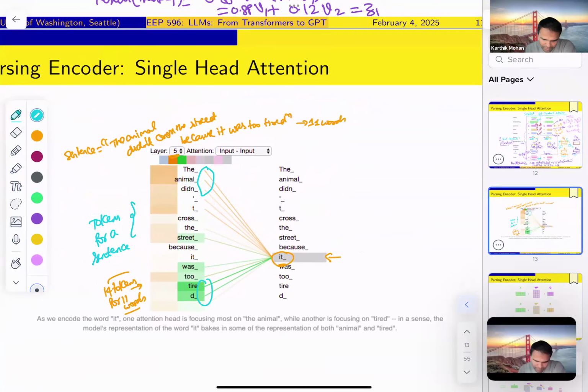Like we say, obviously it's a probability, right? This is all probability. So it could also place attention on tired. So it's saying animal and tired, both are happening. So you take an average of the two, or take some weighted average of this. And so yeah, that's how it works.